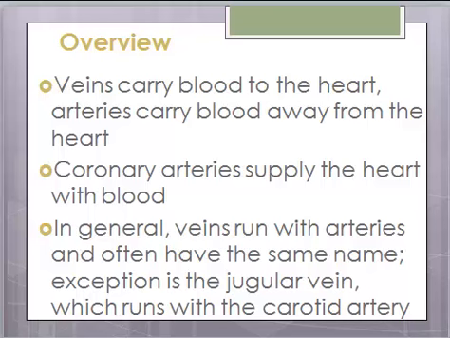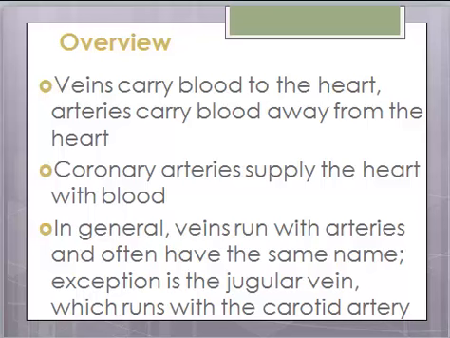So let's do an overview of our circulatory system, and we can think of the circulatory system as two circuits. What I mean by that is we have a systemic circuit and a pulmonary circuit. So we have a circuit that goes throughout the whole body, from the heart to the rest of the body, but then we also have a circuit that goes from the heart to the lungs. So veins carry deoxygenated blood to our heart, and arteries carry oxygenated blood away from our heart. Coronary arteries supply the heart with blood.